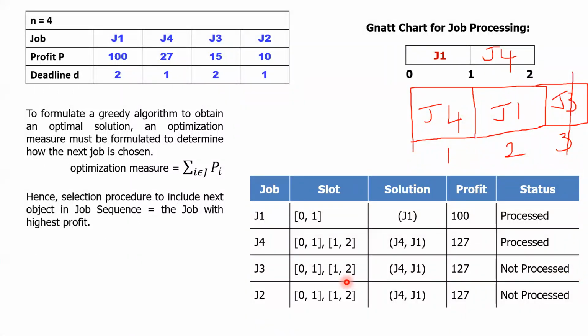So the time slots, the solution vector and the profit will remain the same. And the same situation is also applicable for job J2. So this is the final solution vector for the given instance of the problem. And this is the total profit earned. This J4, J1 is an optimal solution produced by applying the greedy approach.